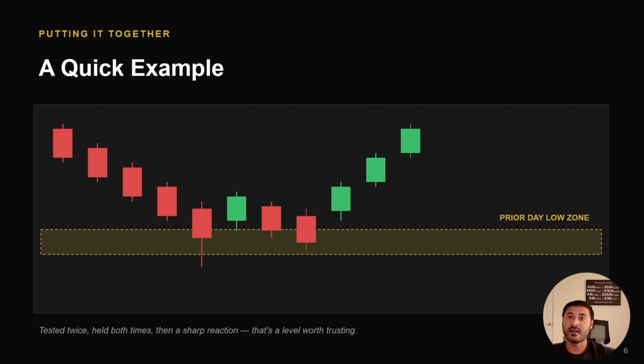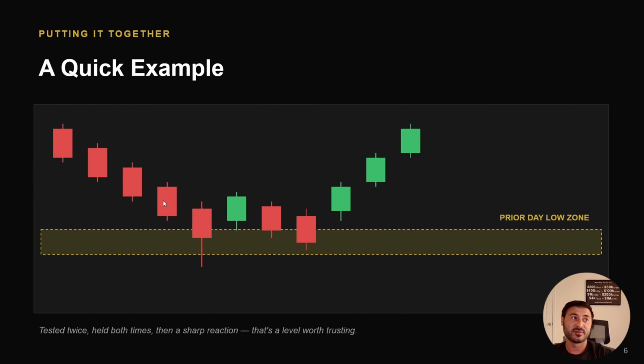So price pulls back up, it comes back down a second time, and this time it doesn't even wick as far through. It holds a little higher and it reacts sharply off the zone, right? So now we've got two separate tests, both holding, with a clean reaction on the second one. And that's the checklist from the last slide, right? It tested more than once, it tied to a real reference point, and it's reacting sharply. At that point, this has gone from just a random price on the chart to a level you can actually trust and build a trade idea around, right?